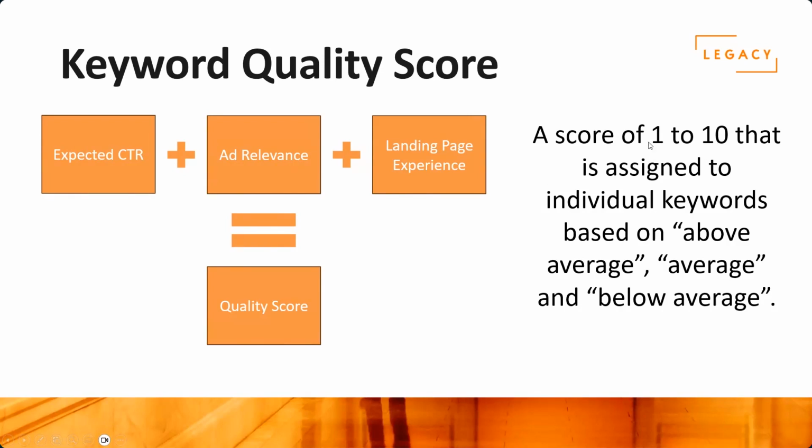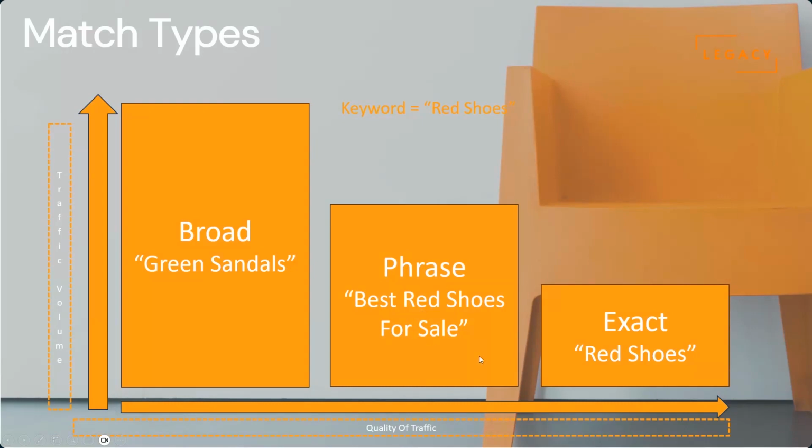10 being the best, 1 being the least, or not the worst. And it's based on above average, average, and below average of each of these. So if Google thinks that your ad relevancy is above average and everything else is above average, you'll get a 10, and it'll score you in that sense. So you're essentially just trying to move each of these from average to above average or below average to average, and then on, with your testing to improve your keyword quality score.